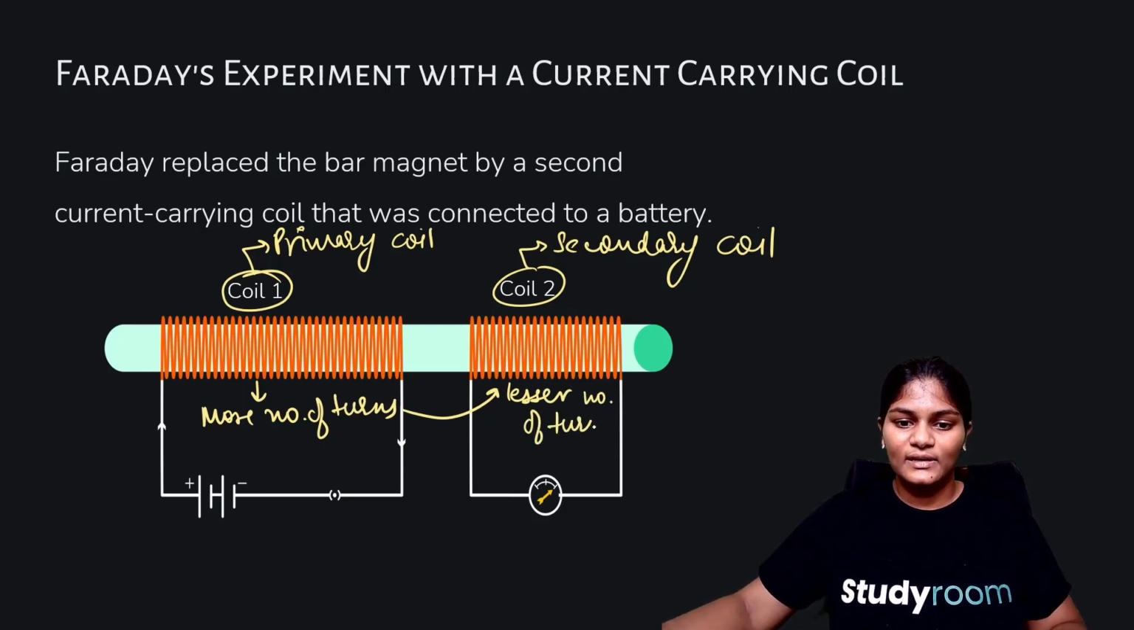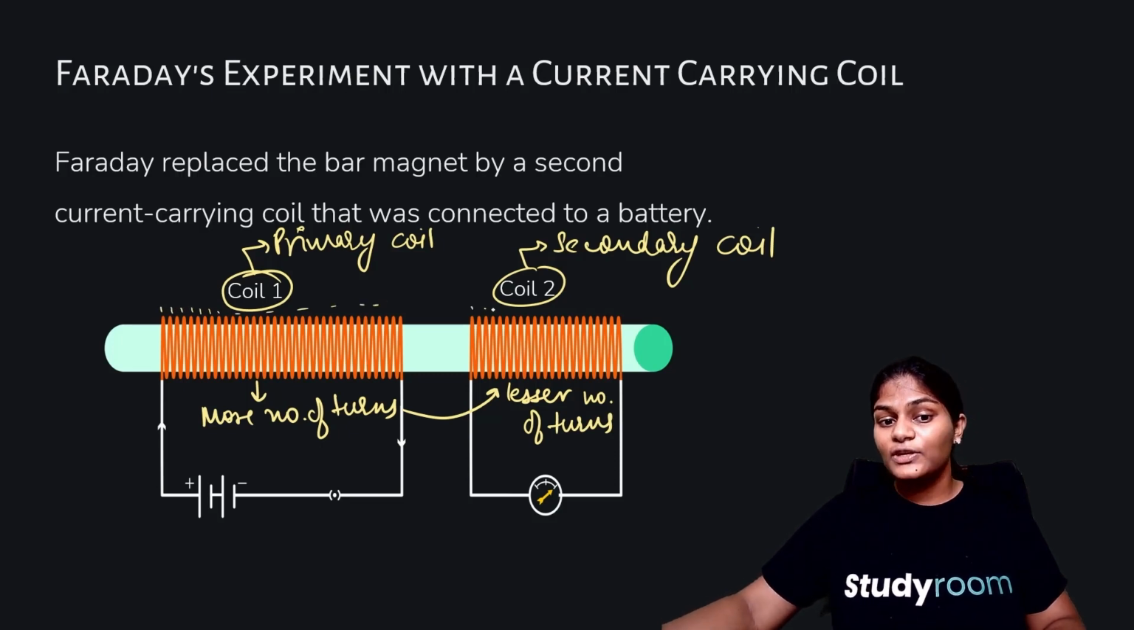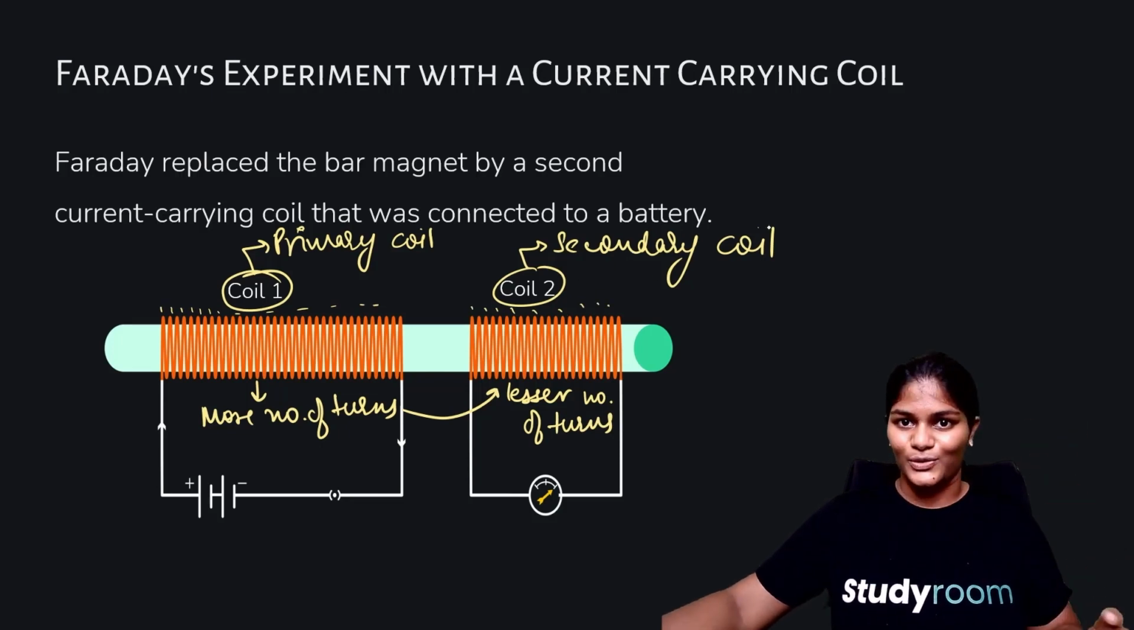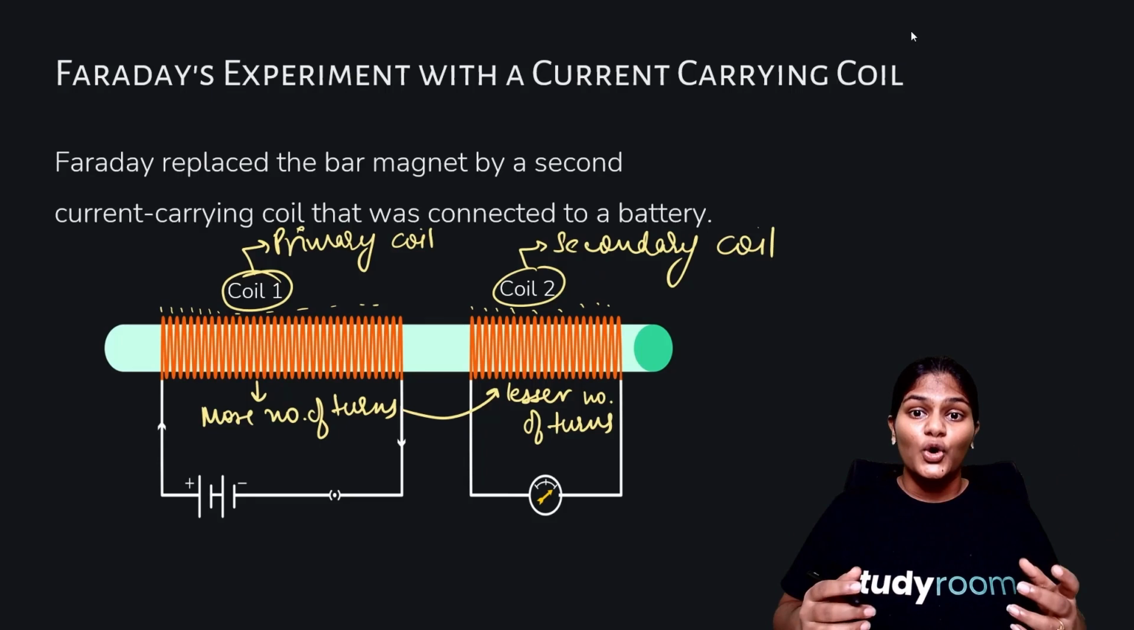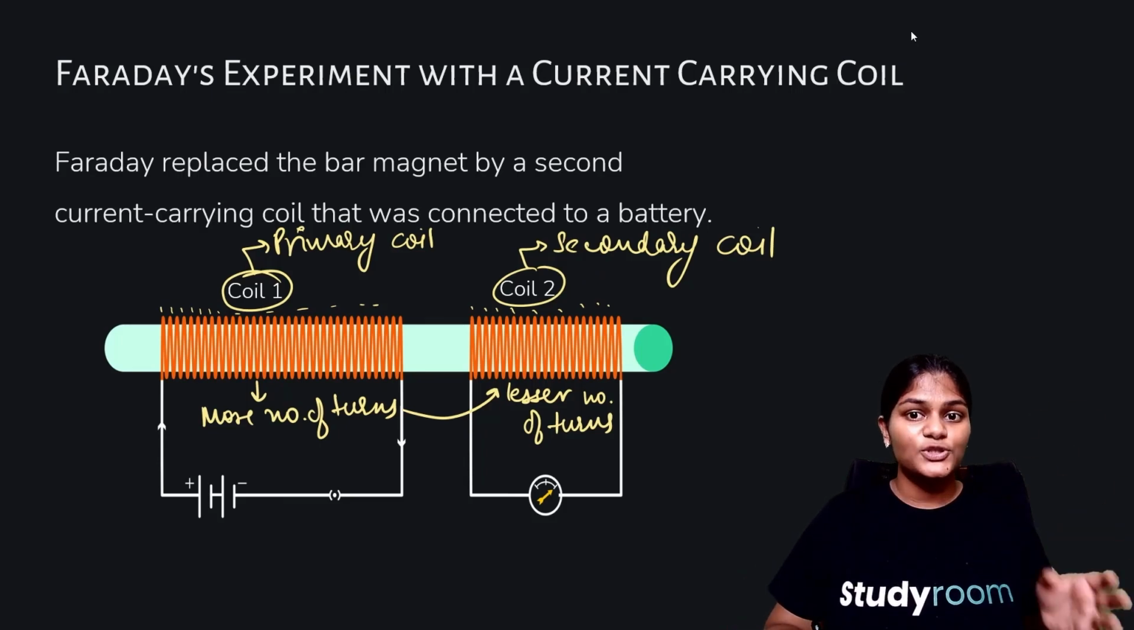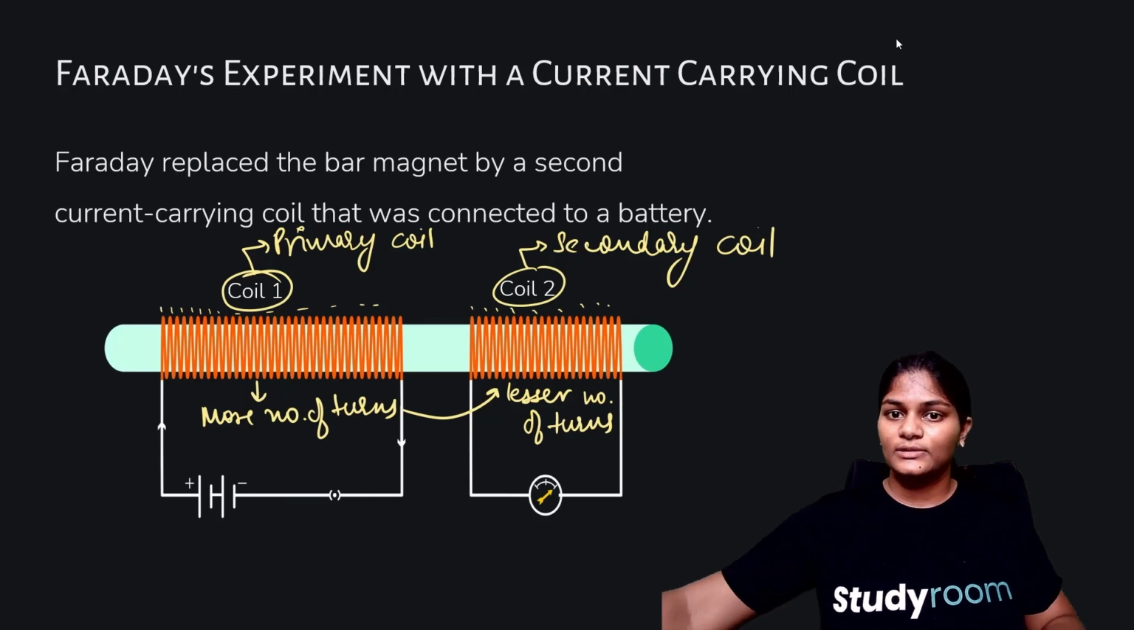Right? What does lesser number of turns mean? Look at this. This has 1, 2, 3, 4, 5, 6, 7 turns. And when you count these turns, this is actually less than the turns in the primary coil. Okay. So, what was the experiment that was conducted and what was the observation from the experiment?